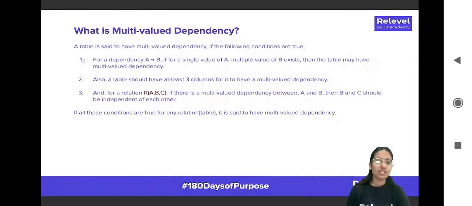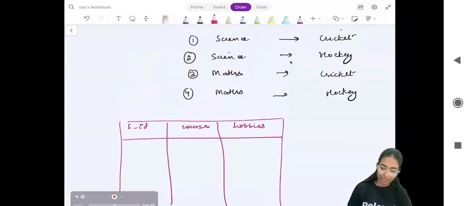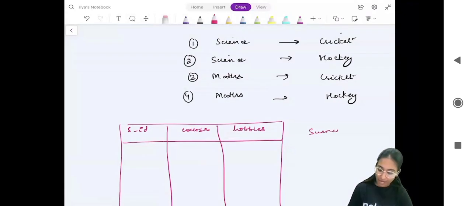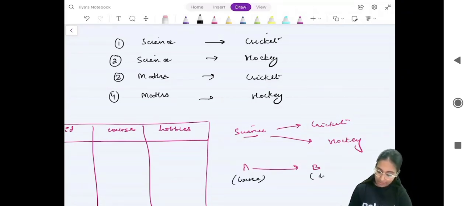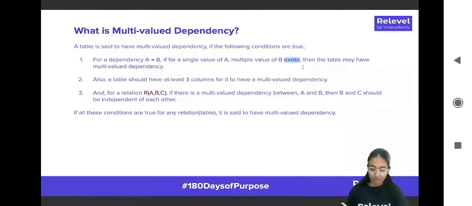Okay, the first condition is for the dependency A to B, right, if for a single value of A, multiple values of B exist, then it is supposed to have multi-value dependency. And it is true as well that for a single value of science, we have cricket also and we have hockey also. So if I keep from A to B, A is considered as the course and B is considered as the hobbies, we can see that for a single subject or a course, we have 2 hobbies, correct? So the first condition is also satisfied.